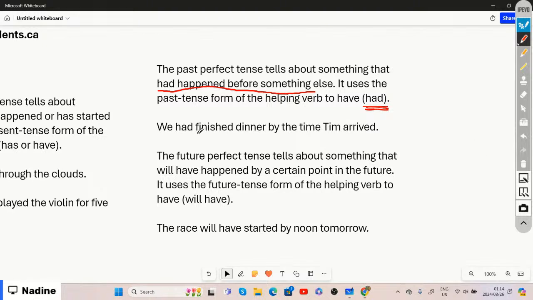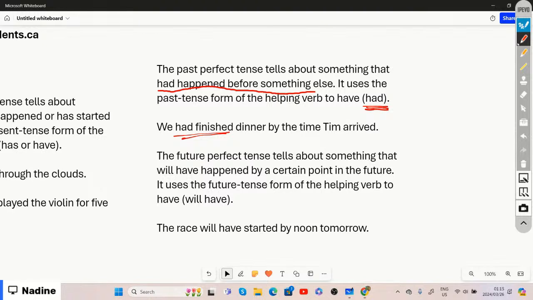For example, we had finished dinner by the time Tim arrived. The helping verb is had, and the main verb is finished. That is our past perfect tense, and it tells us that something had happened before something else. Before Tim even arrived, we had finished dinner. And we use the helping verb had.